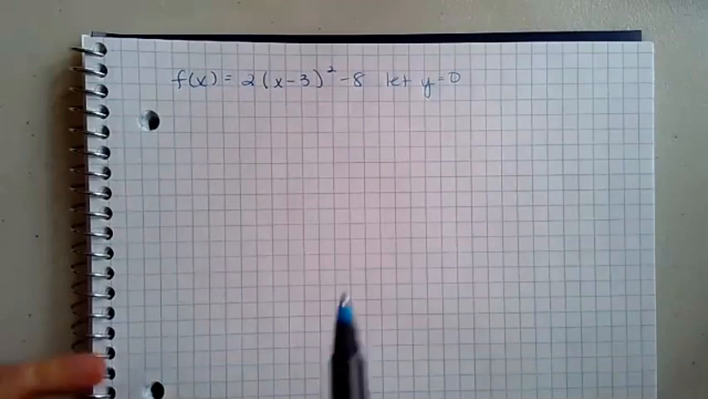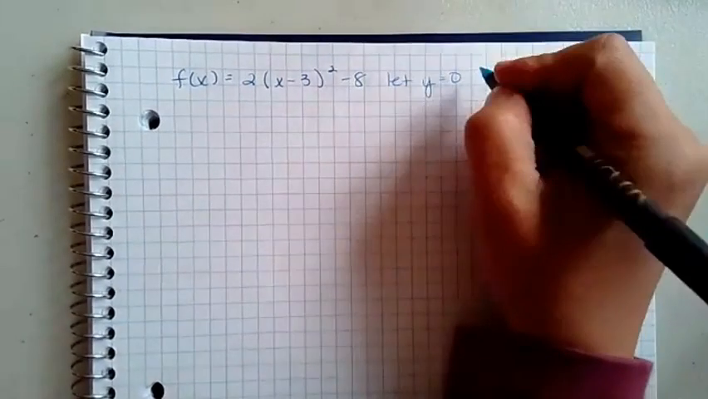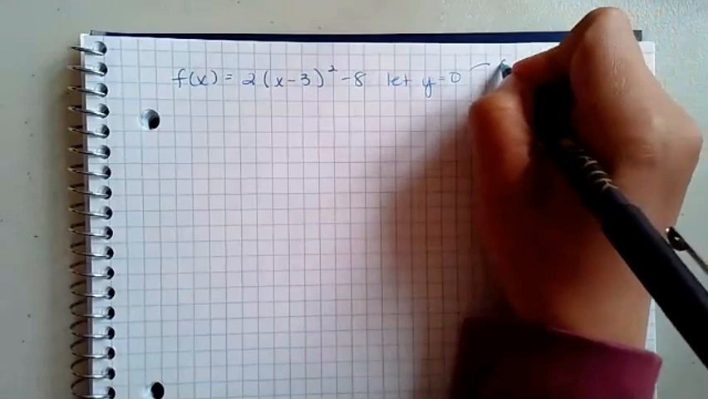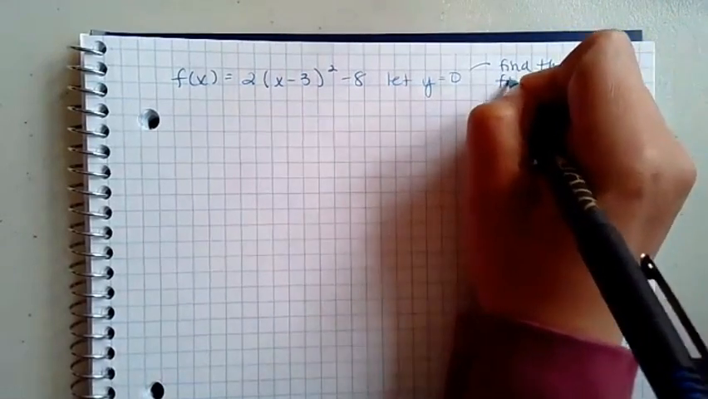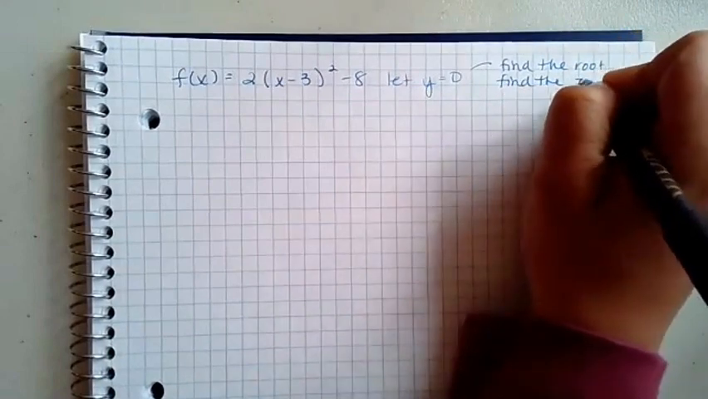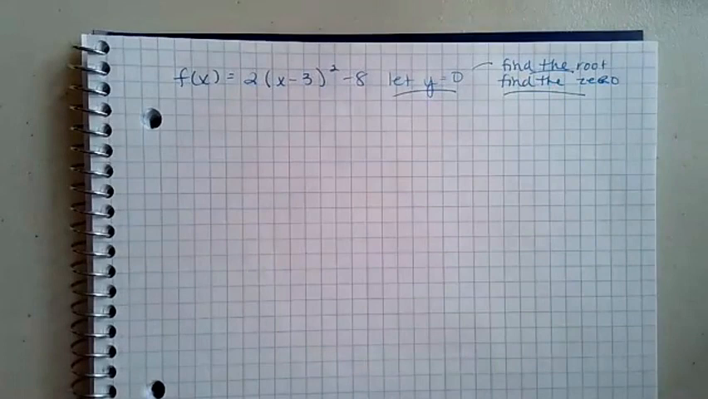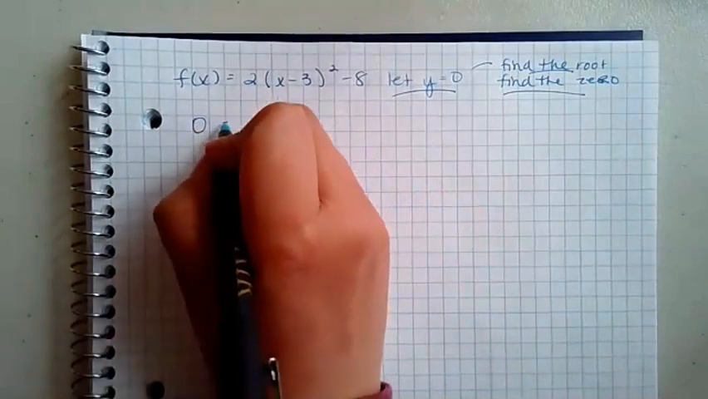So ultimately, they're telling us y equals 0. And remember, there are a couple of different names for this. Solving this could be "find the root" or "find the 0." These are different ways to solve this equation. So we're going to put this 0 in.